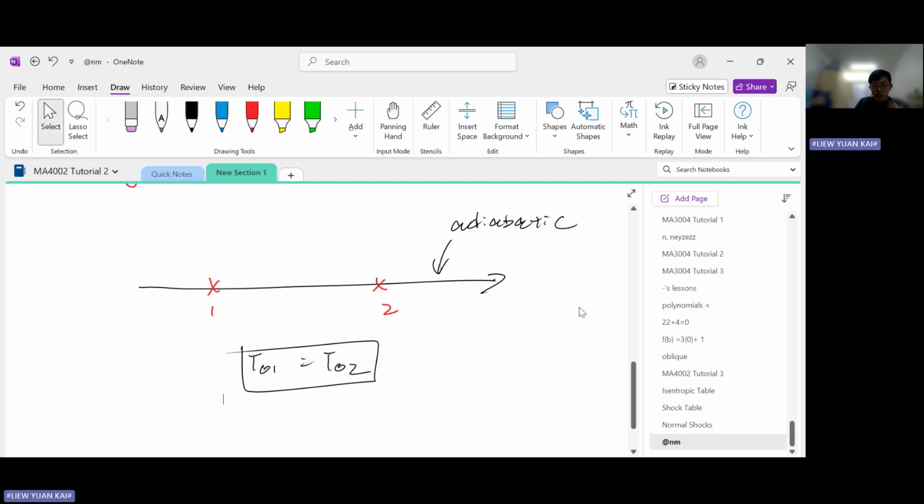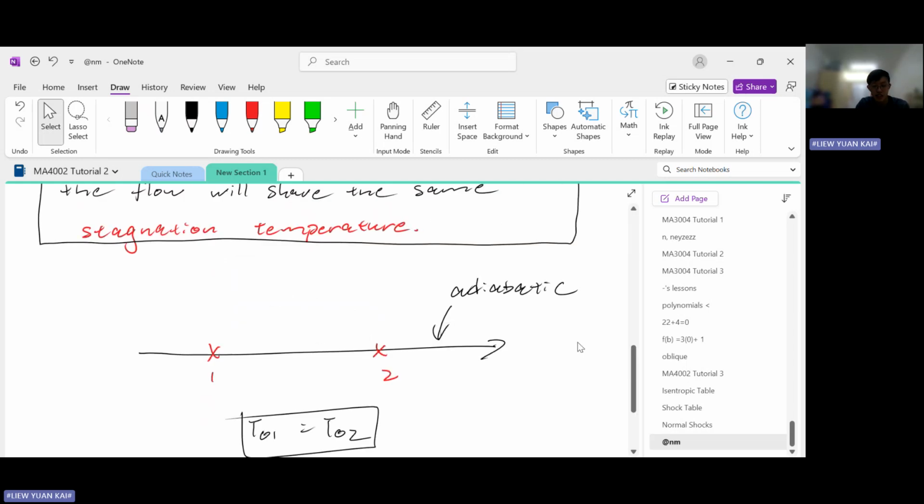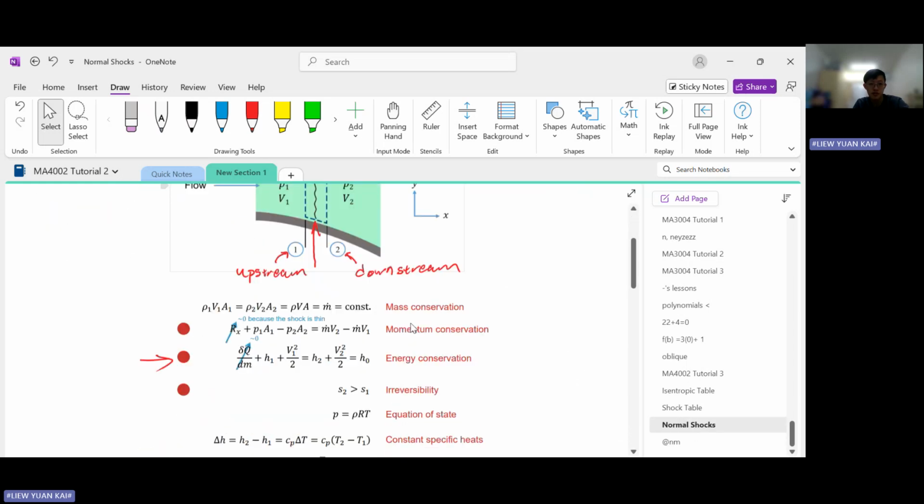It's not just for shocks. There are other flows which are adiabatic too. For example, isentropic flow is considered adiabatic because isentropic means that you are reversible and adiabatic. And you already know for a fact that isentropic flow shares the same stagnation conditions. One of the stagnation conditions is the stagnation temperature, so you see it satisfies. It's not just shocks only. In the future, we will see other flows which are also adiabatic. So this you better keep in mind.